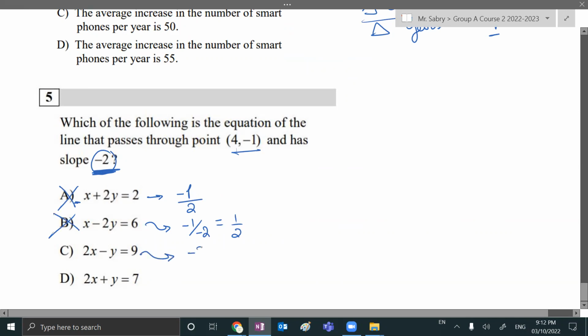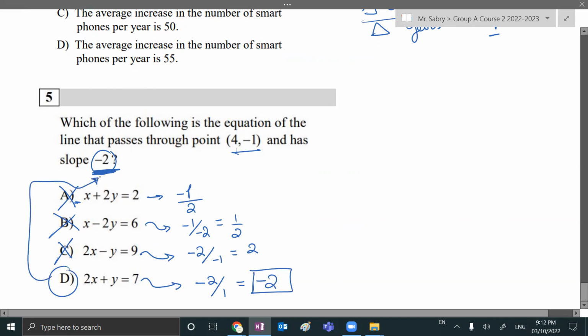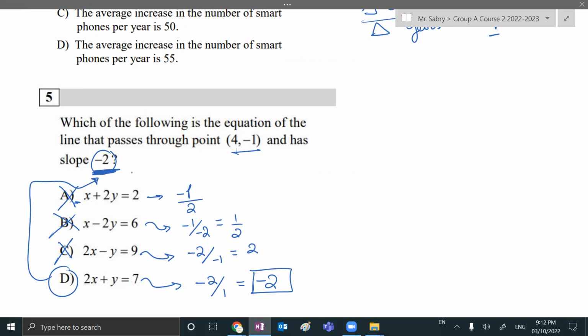Third one, it's -2 over -1, which is +2, so still incorrect. But D, -2 over 1 will come out as -2. So this is actually the only choice with the same slope. There's no need to check any other things. There's no need to check the points, for example. Does that make sense?